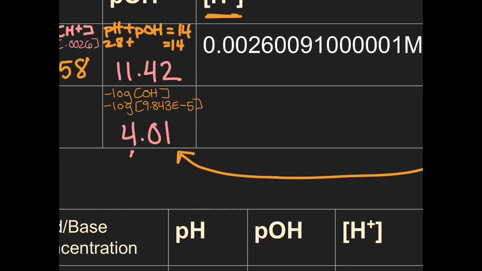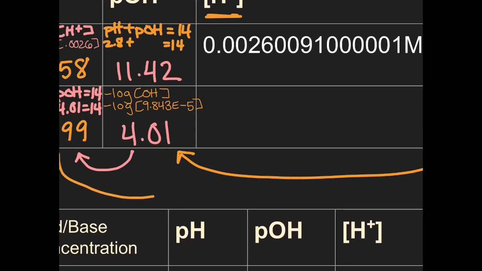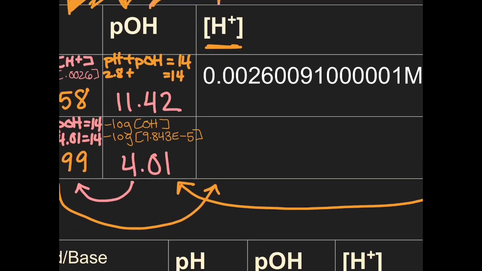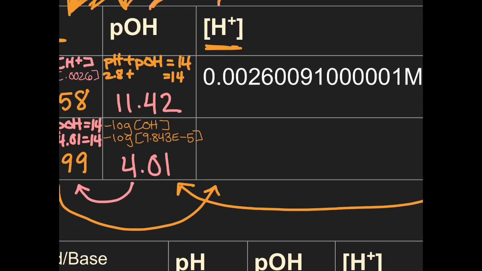All right, now that I have this value, I can take it and find my pH, because I know that pH plus pOH equals 14. So if I have a pOH value of 4.01, I can then subtract from 14 to find that my pH value is 9.99. Now that I have a pH value, I can find my H plus concentration, because remember, H and H goes together. So how would I do that?